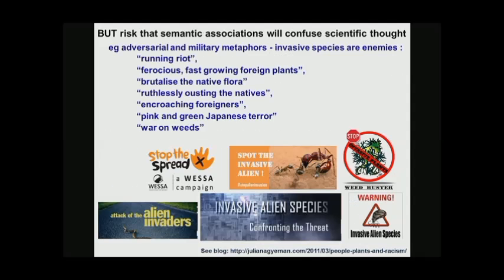There is a bit of a risk in this concern, that the concern is actually running riot, and that our semantic associations with xenophobic ideas will actually confuse the way we think scientifically. And you get this in writing about non-native species, and I've just extracted a few quotes here which range from phrases such as brutalise the native flora to the one that I like, which is pink and green Japanese terror. And we are conducting a war on weeds with, you know, appropriate signage.